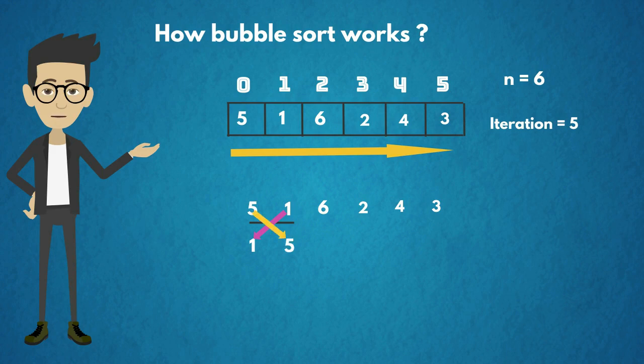And the same process continues. Now, we check first position element and second position element. As 5 is not greater than 6, we need not swap. Next, we will check second position element and third position element. As 6 is greater than 2, we will swap the elements and the rest of the elements are left undisturbed. Then we have the array as 1, 5, 2, 6, 4, 3.